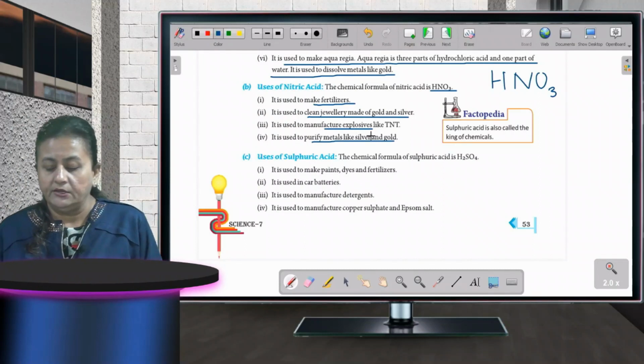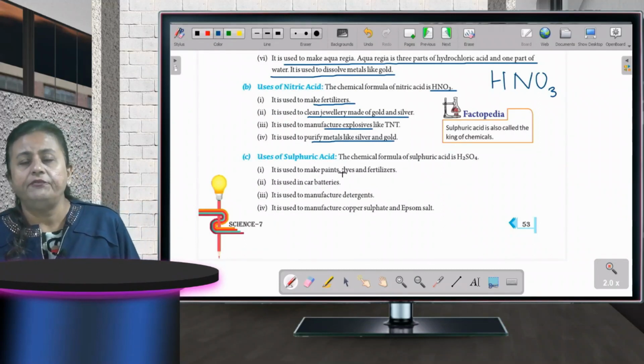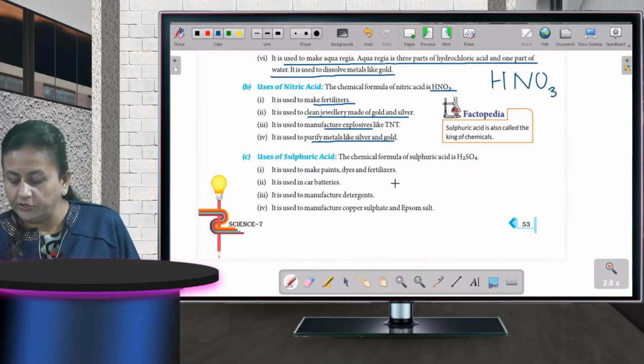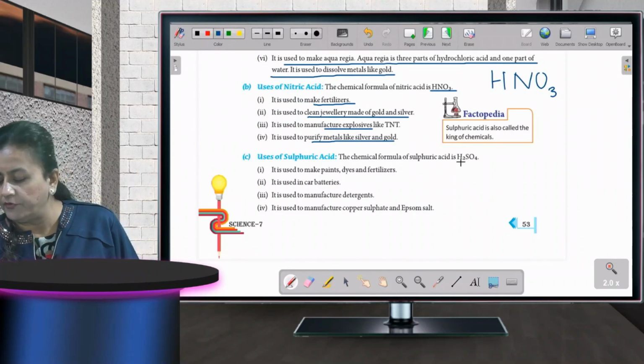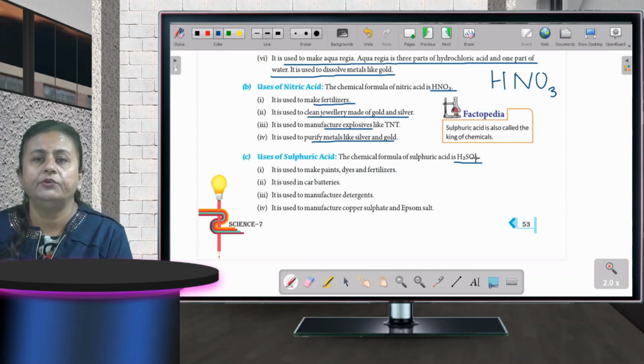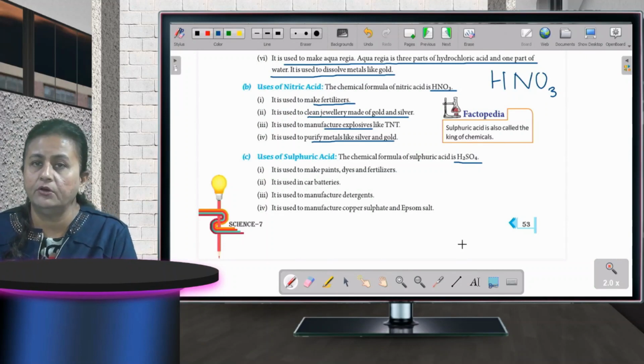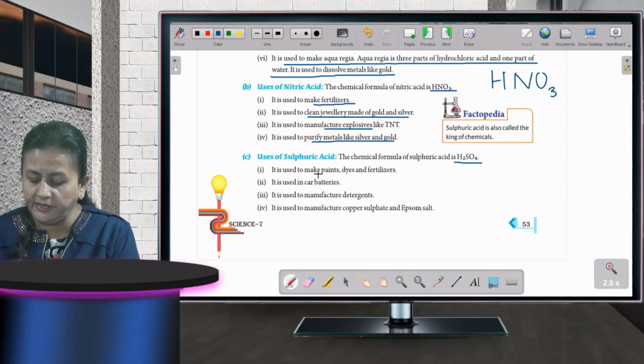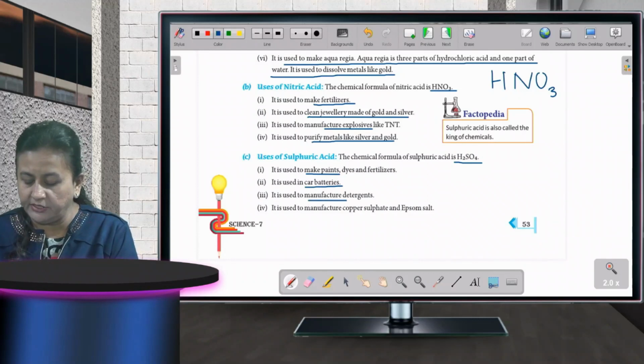Then uses of sulfuric acid. As you can see on your screen also, the chemical formula for this is H2SO4. The chemical formula for sulfuric acid is H2SO4. And what is it used for? It is used for making paints. It is used in car batteries. It is used to make detergents.